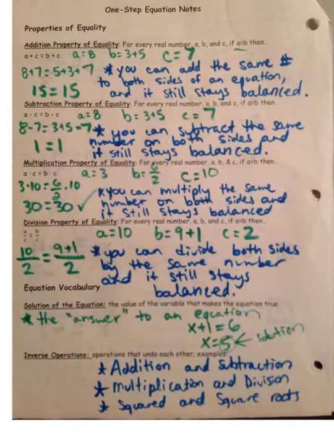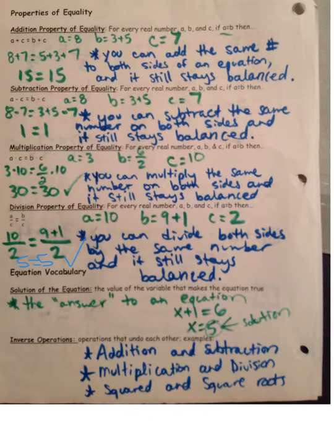Let's check it out. 10 divided by 2 is 5. Is that equal to 9 plus 1 over 2? Well, 9 plus 1 is 10, over 2 is 5. So again, I see that it works. You can divide both sides by the same number and it still stays balanced.